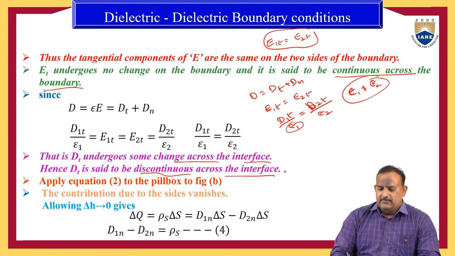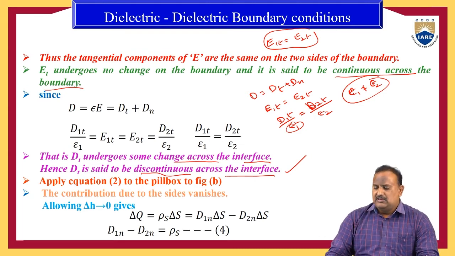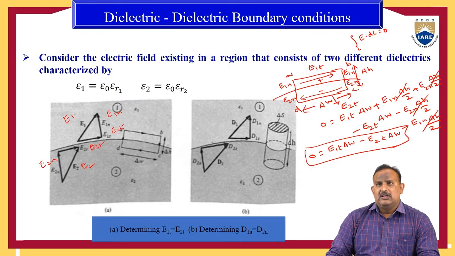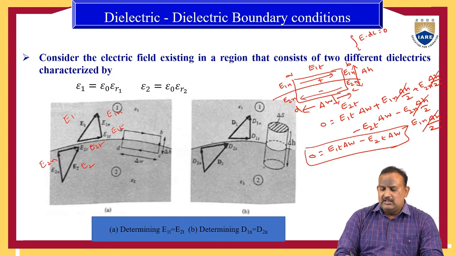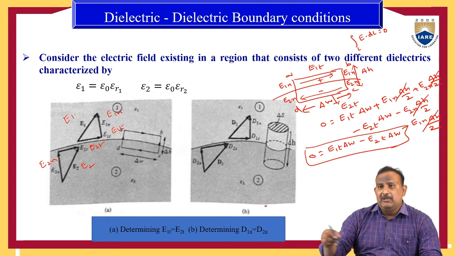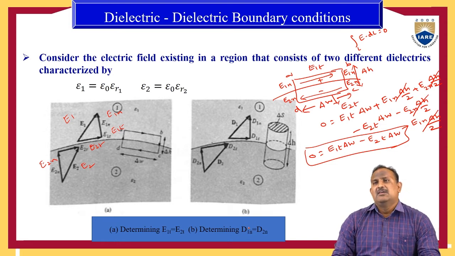After completing the first one, we need to consider the second part. Here we have the figure, in which a cylindrical pillbox is there. To find the electric flux density, assume a cylindrical pillbox across the boundary.